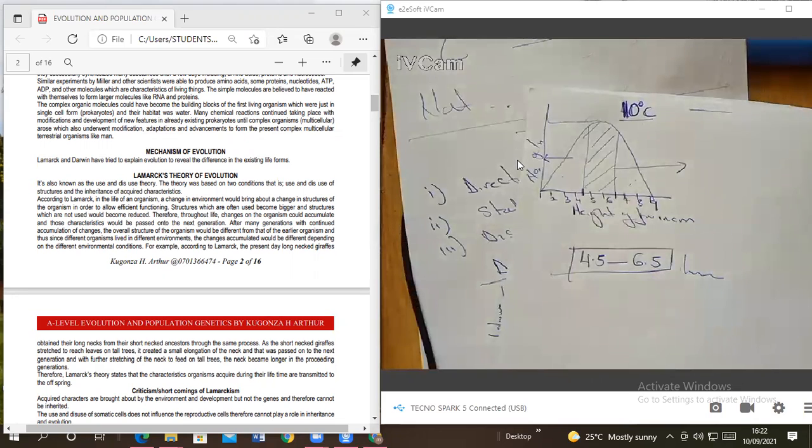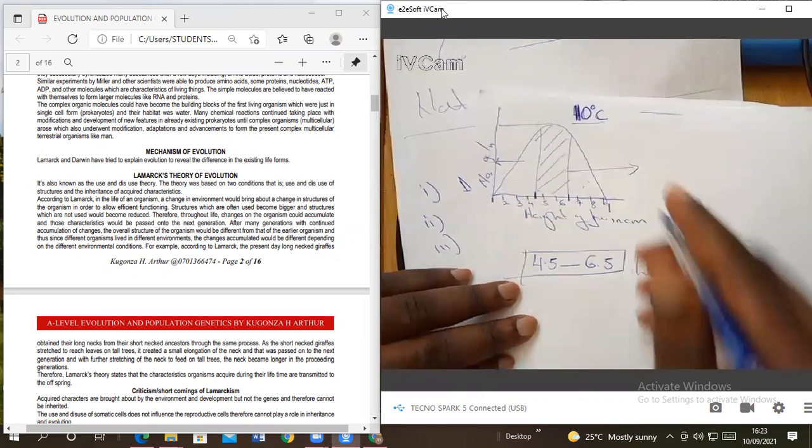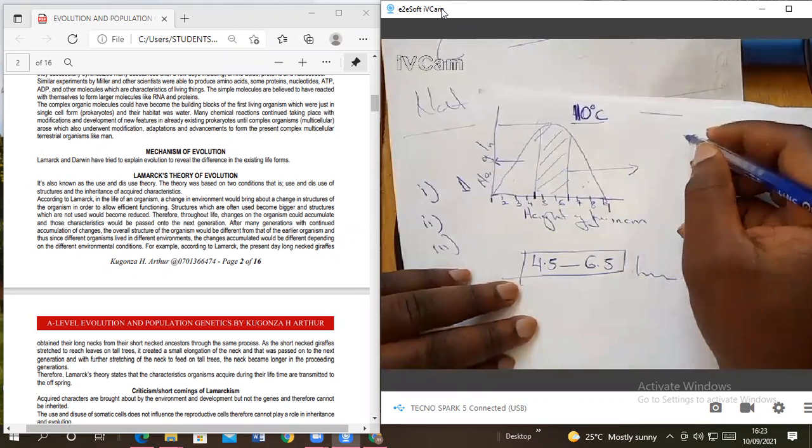Who can reason that out? Will this mean shift to the left or to the right? It will shift to the right. Why? It shifts to the right because since the temperatures have decreased, they have to develop long hairs in order to increase insulation of the skin.